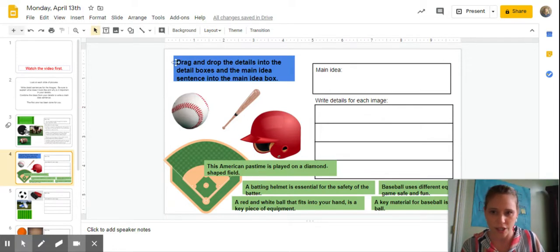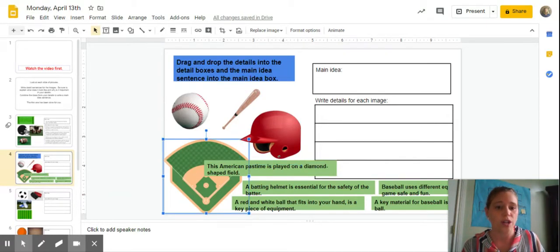Let's first read the directions. It says drag and drop the details into the detail boxes and the main idea sentence into the main idea box. So we're going to specifically look for a detail about the baseball, specifically a detail about the helmet, the bat, and the baseball diamond. We're going to drag and drop those here, and then we're going to try to find a main idea sentence.